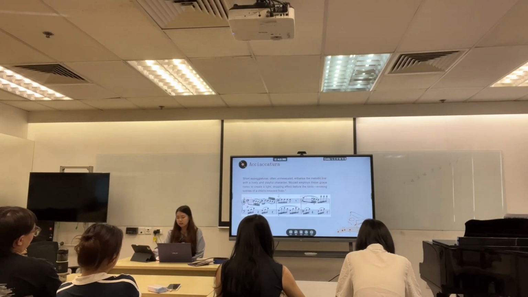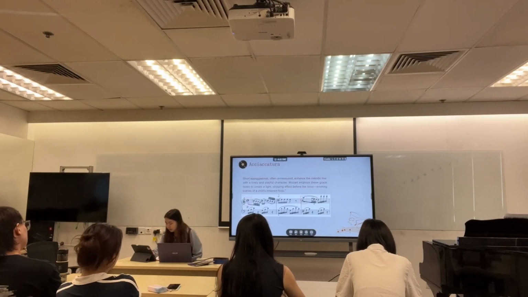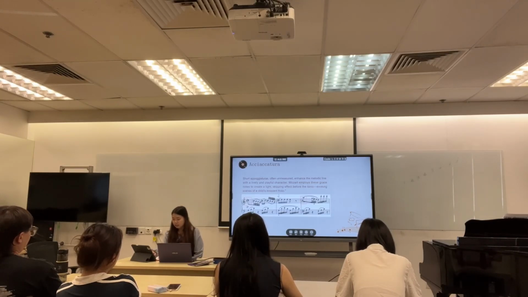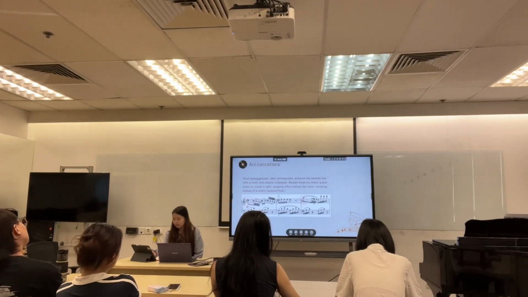First is the acciaccatura, often not taking up rhythmic value, especially frequent in the first movement. From an emotional perspective, it injects agility and lightness into the melodic line. By playing the acciaccatura before the main note, Mozart creates a sense of light jumping, like children playing.